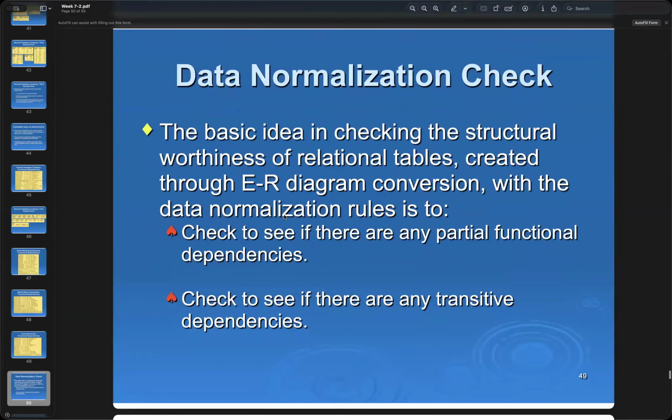And after we finish all the steps, then we need to check the data normalization, right? So the basic idea is you just check the structure, like the worthiness of the relation tables. So we need to create through the layout diagrams conversion. With the data normalization rules, we check if they have any partial functional dependency. Okay, do they have any partial dependency? Also check if there's any transitive dependency. Okay, so first normal form: make sure they have no duplicates or multi-values in one cell. Then second normal form: make sure there's no partial functional dependency. And then is there any transitive dependency.